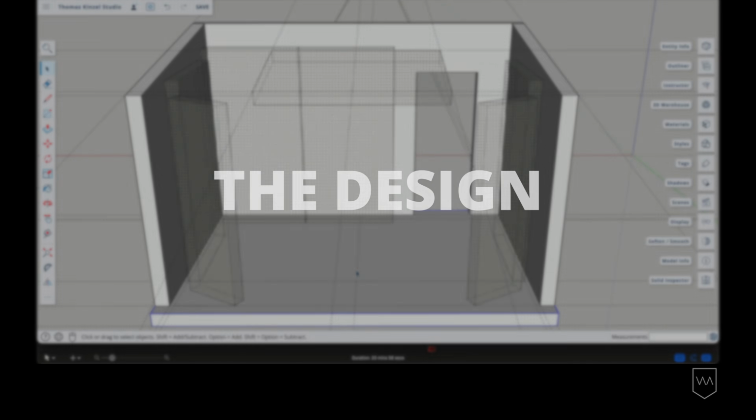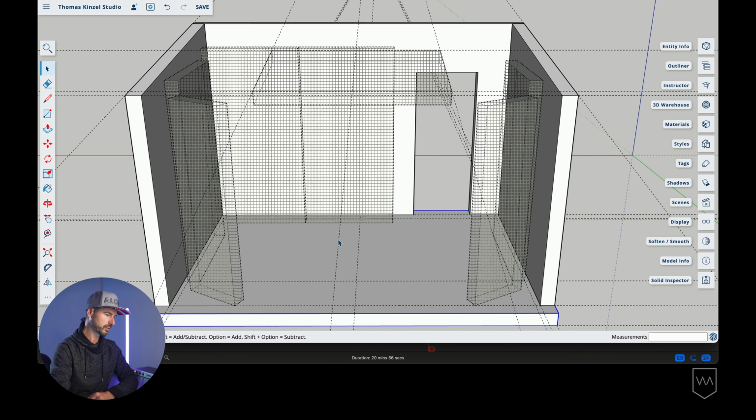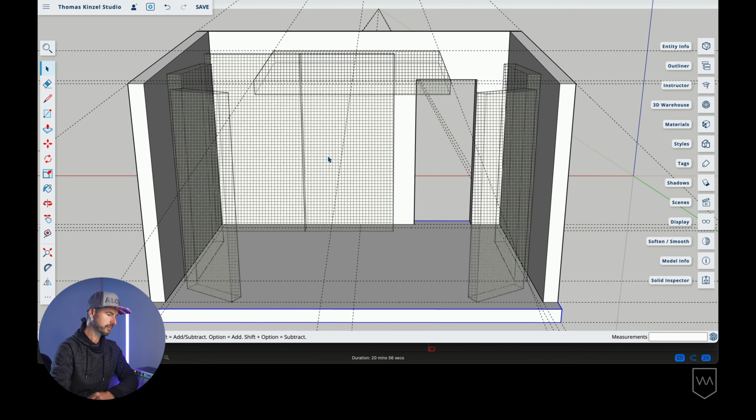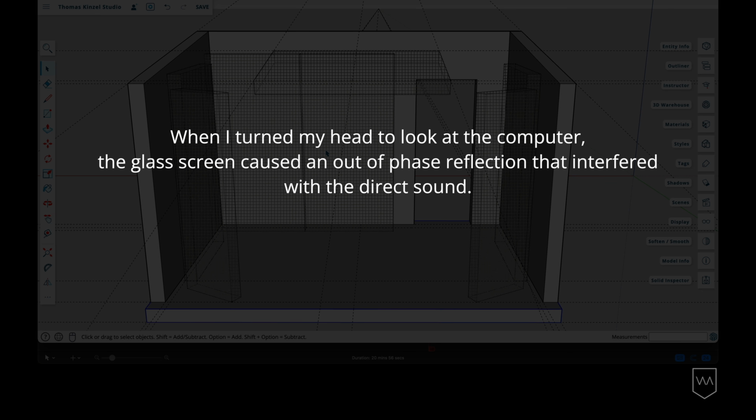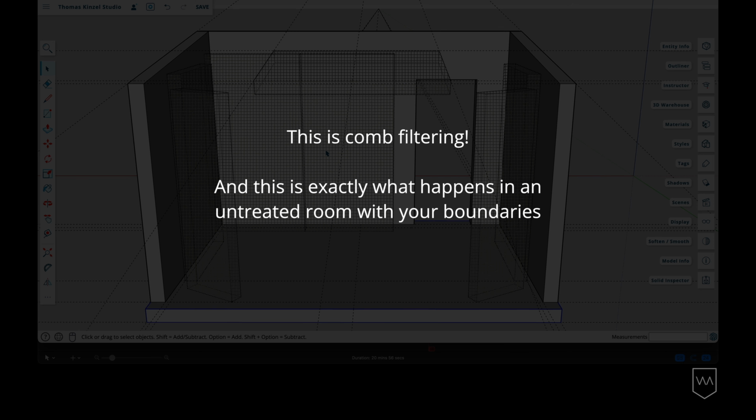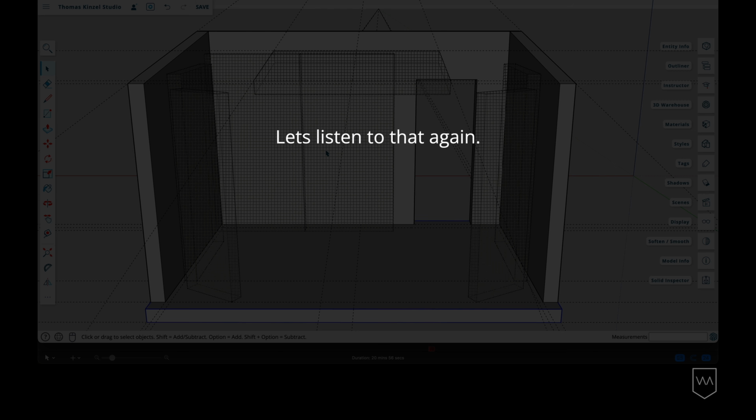To make it a little easier to see what we're looking at, I've just deleted the front wall of the room so we can look through it. And the very first thing that I'm going to do is build and install these two large rear wall absorbers.